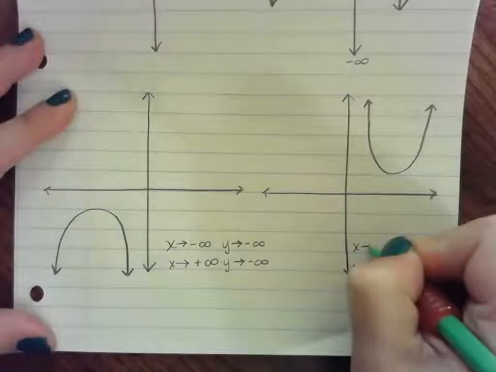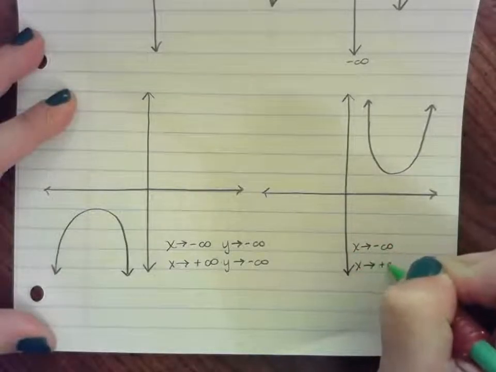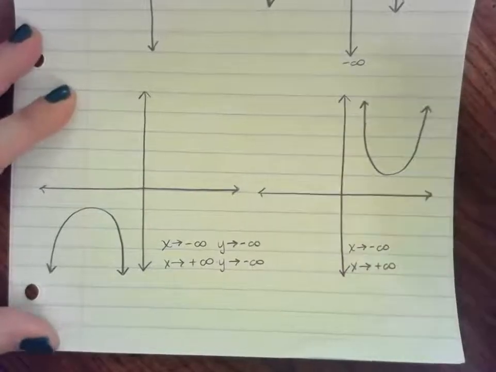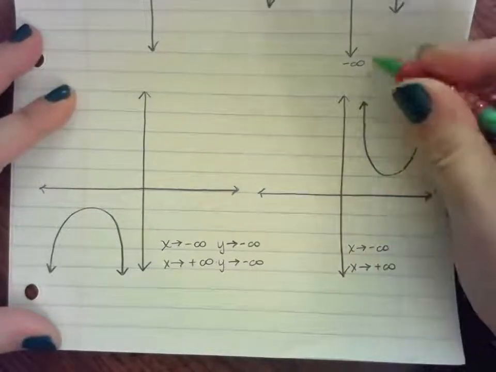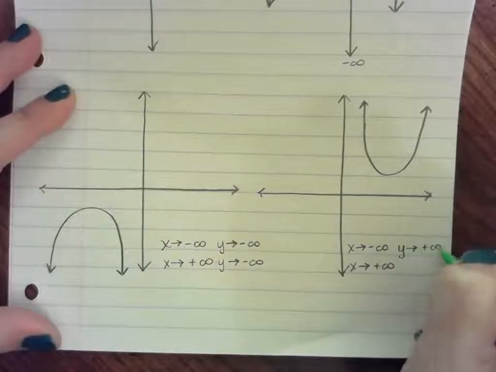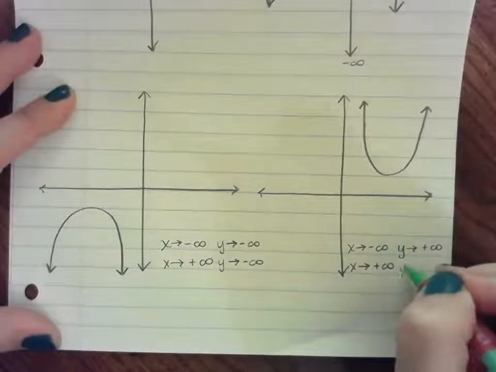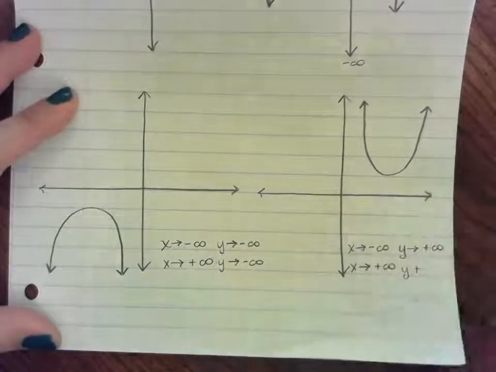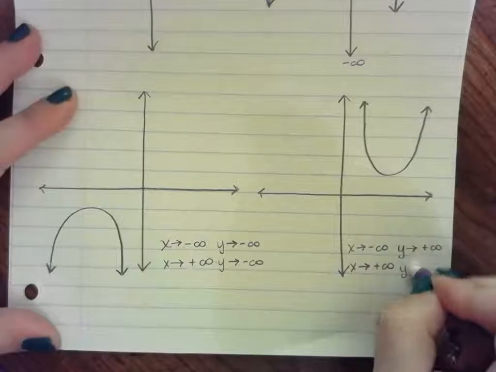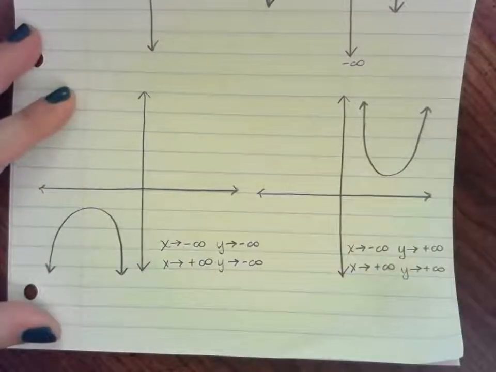Here's another example. As x goes to negative infinity and as x goes to positive infinity, on the left-hand side we're going up, so this will be y goes to positive infinity. And on the right-hand side, we're going up, so y goes to positive, oops, forgot my little arrow. Let's fix that: y goes to positive infinity again.